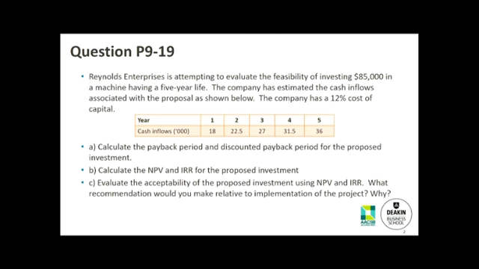And that is the first question, again from a textbook. So the company is attempting to evaluate the feasibility of investing $85,000 in a machine that has a 5-year life. If you read this question, $85,000 for a machine of 5-year life. Based on this information itself, you know the initial investment, and possibly you're even able to work out the depreciation.